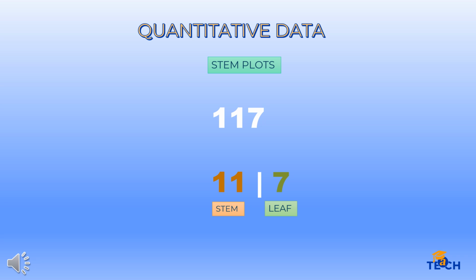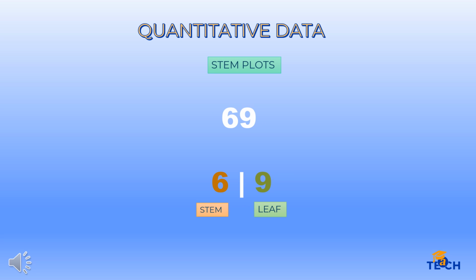The stem is all the other numbers, so the stem is 11. On the stem plot, this would be written as so. Now let's look at the number 69. Using the same rules, we would get a leaf of 9 and a stem of 6. And on the stem plot, this would be written as so.